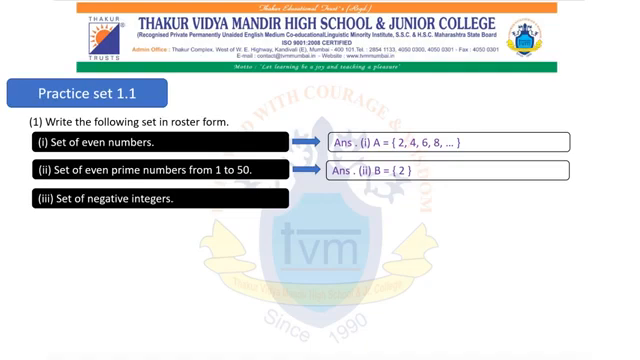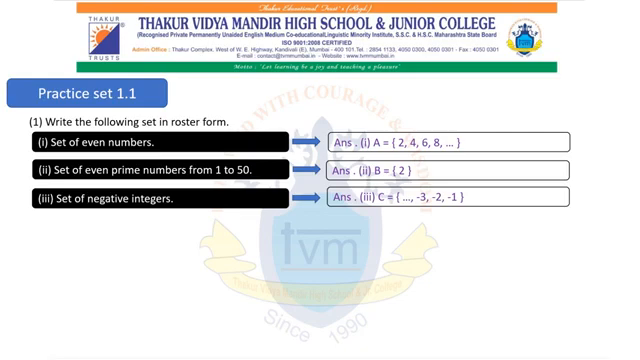Set of negative integers. When we refer to the number line, the biggest negative integer is -1, but the smallest negative integer cannot be defined. So it can be written as C is a set of dot dot dot -3, -2, -1, or it can also be written as C is a set of -1, -2, -3, dot dot dot. As we have studied, the elements can be written in any order.